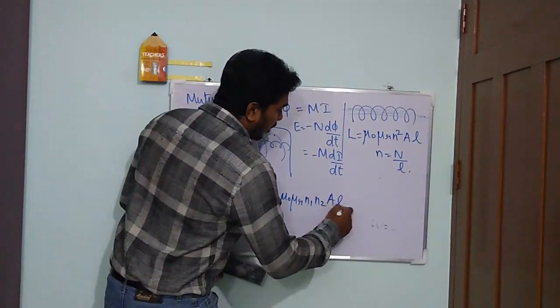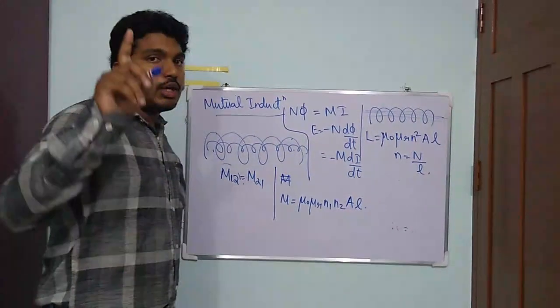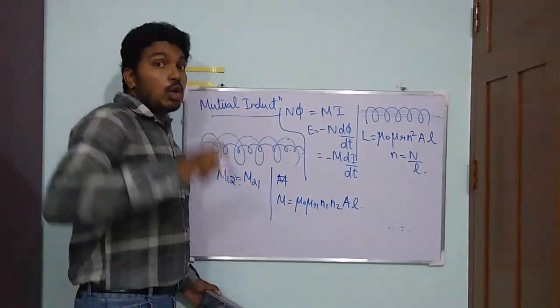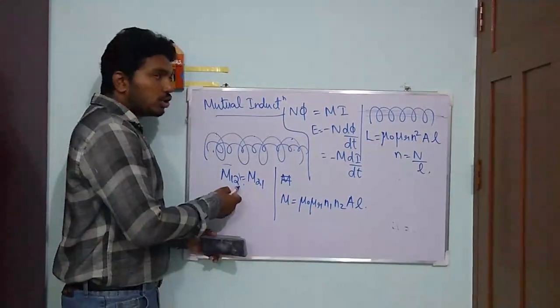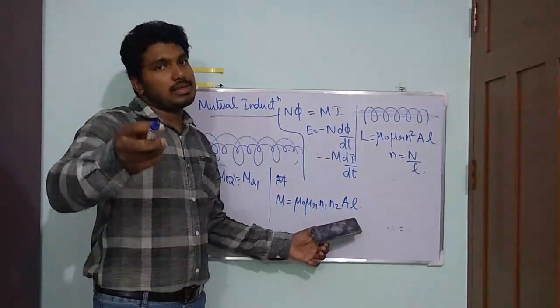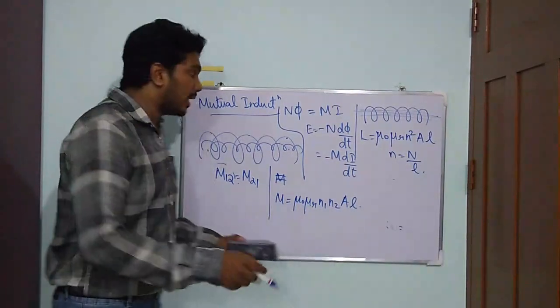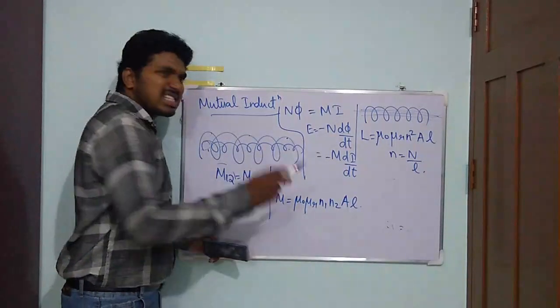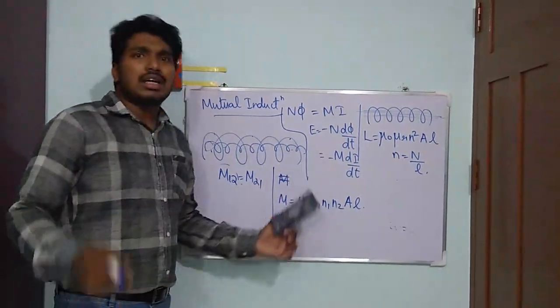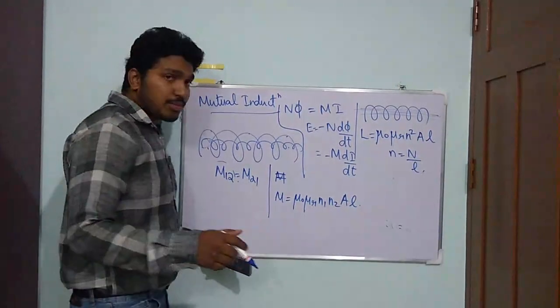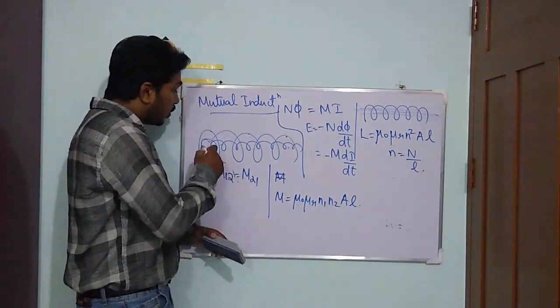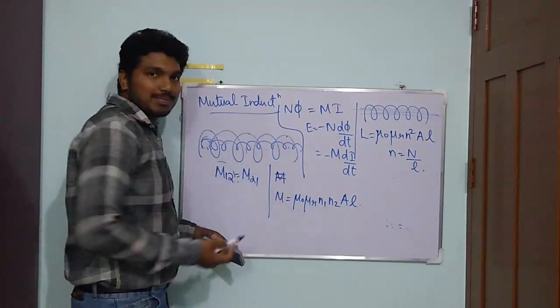Into A l. One thing you have to remember here is, whichever value you are taking, M12 or M21, A remains the same. A is actually the area of the loop inside. Just remember it like that, so you won't get confused. A corresponds to the area of the loop which is placed inside.